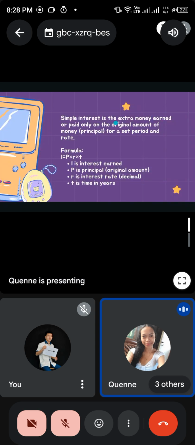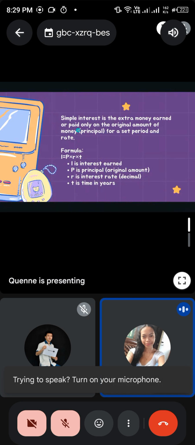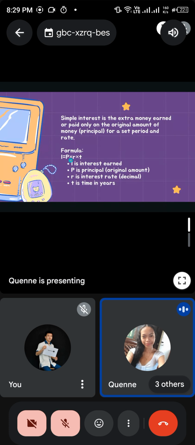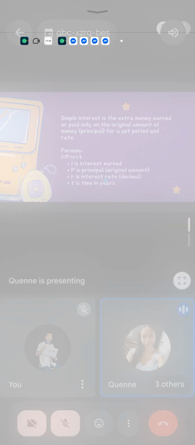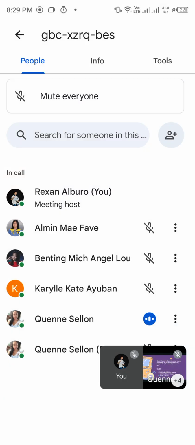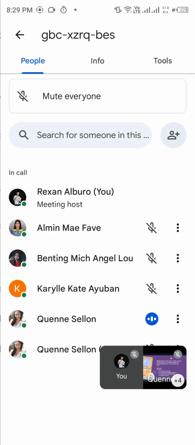So first, simple interest is the extra money earned or paid only on the original amount of money, or the so-called principal, for a set period, rate, and time. The formula for simple interest is I equals P times R times T, where I is the interest earned, P is the principal or the original amount, R is the interest rate as the decimal of R percent, and T is the time.